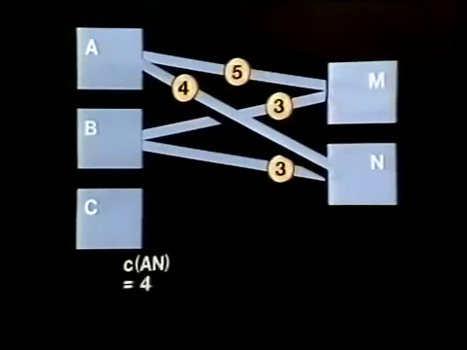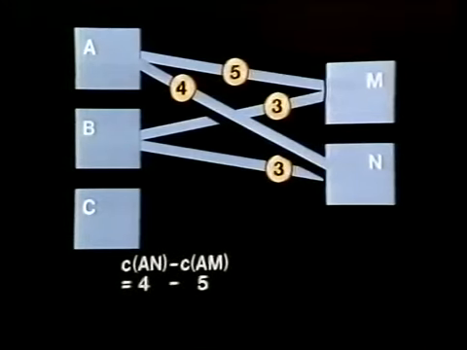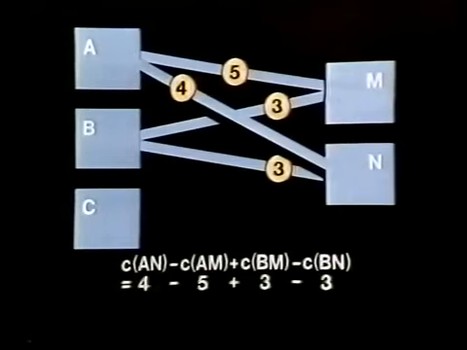If we denote by little c of an the cost of sending a unit along an, then the change in cost as a result of sending 1 unit along an and making the other changes is cost of an minus the cost of am plus the cost of bm minus the cost of bn, which is 4 minus 5 plus 3 minus 3, which is minus 1. And so, as we saw, there is a decrease in cost of 1 for each unit rerouted along an.